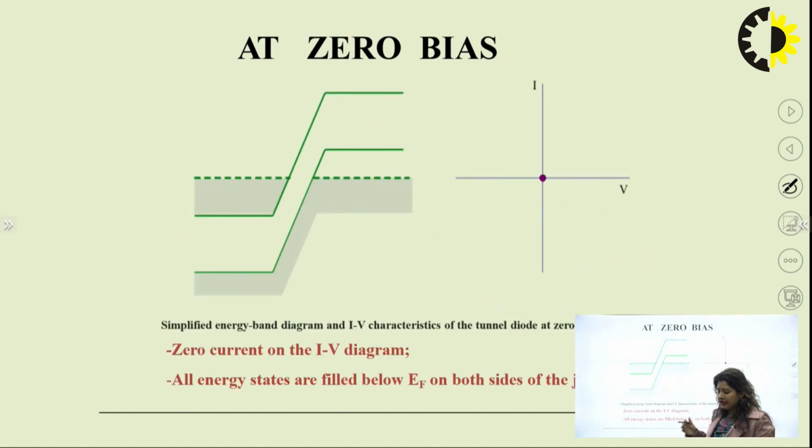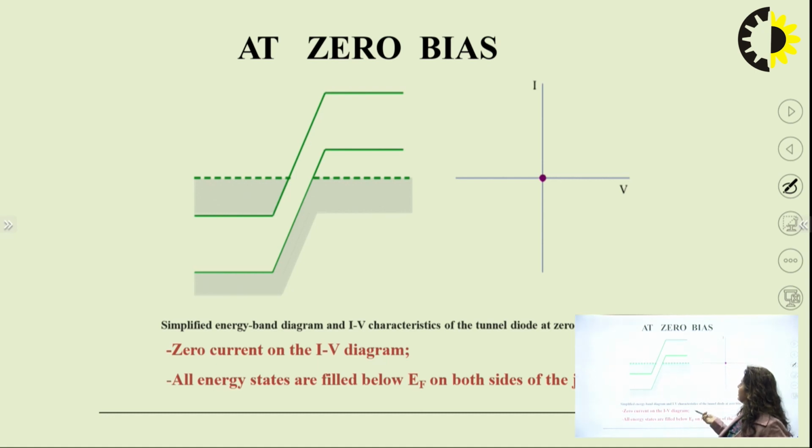We have different types of biasing in the PN junction, which we discussed in the last lecture. Whenever there is no biasing, there will be no flow of current. When we provide forward biasing, there will be a flow of current, and when we provide reverse biasing, there will be a lesser amount of flow of current.